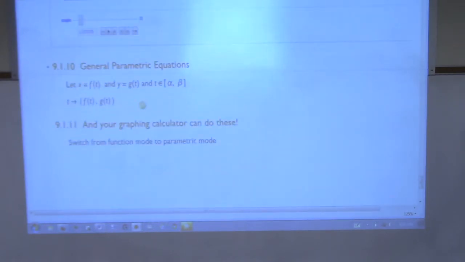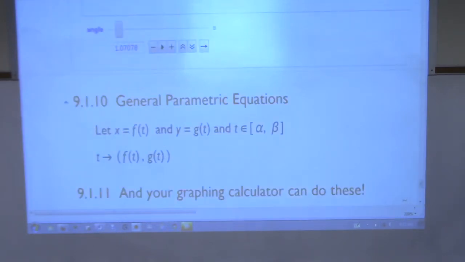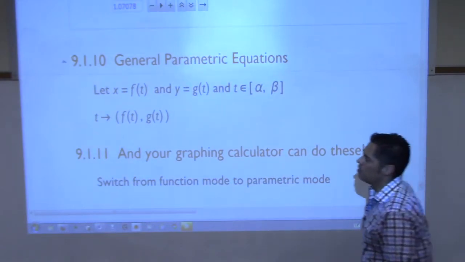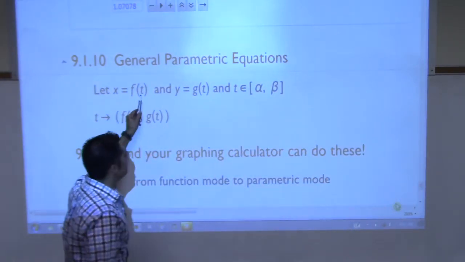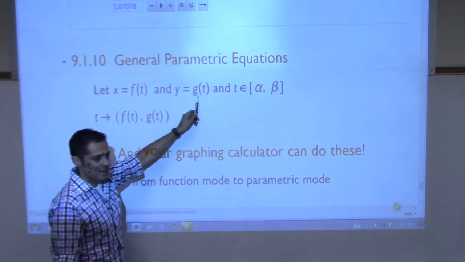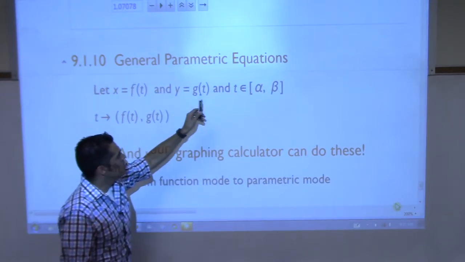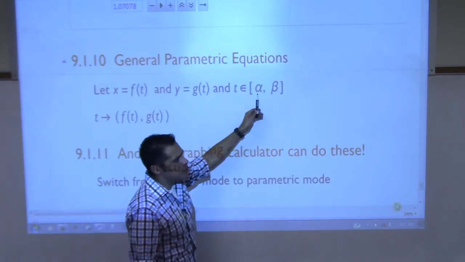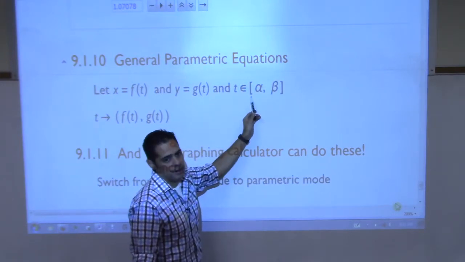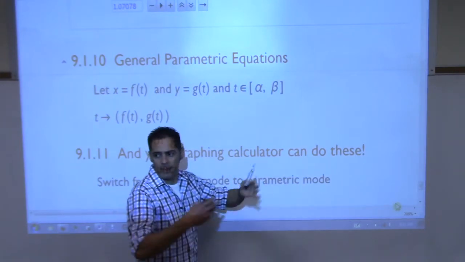Now, just as a recap, your general formula for parametric equations is this. Your x will be some function of t, your y will be some other function of t, and then your t is going to be usually restricted to some domain, but doesn't have to be. All right? You can have t just be all real numbers.